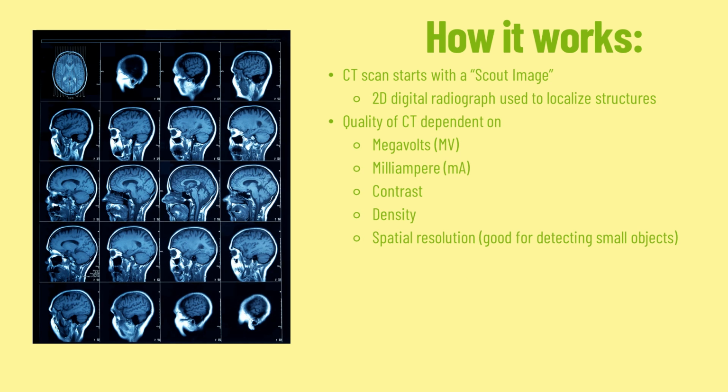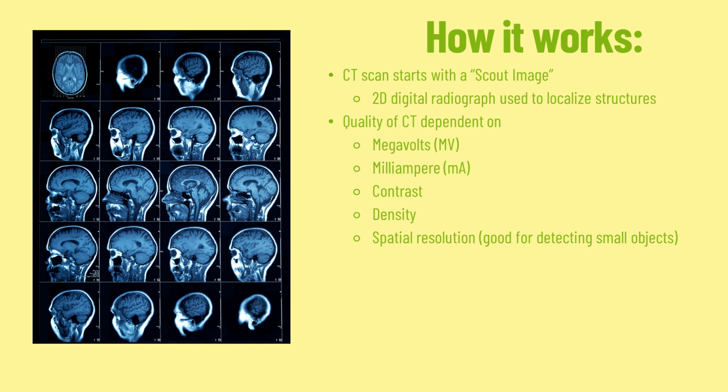When the CT images are being taken, initially a scout image is taken. This scout image is a plain radiograph, and it's going to help to orient the viewer to what tissues and what structures are being visualized. So the scout image essentially is the big picture so that the person reading the CT scans, the thousands of different images that are being taken, can orient themselves and know where they are spatially when it comes to the body.